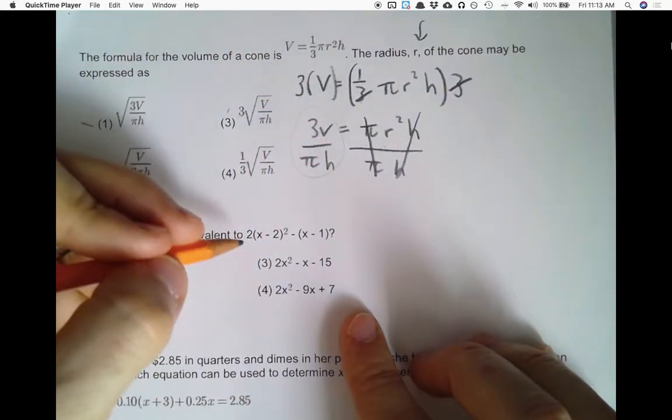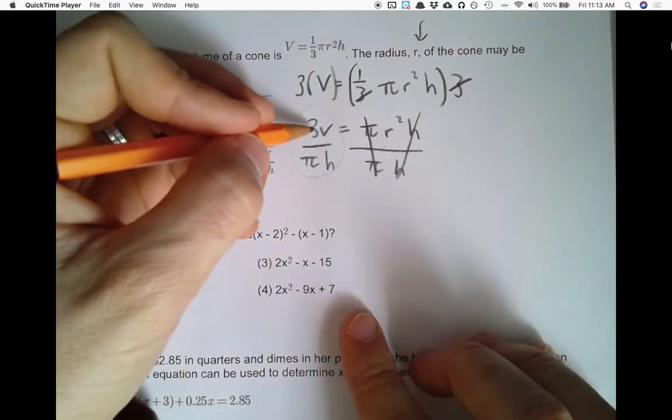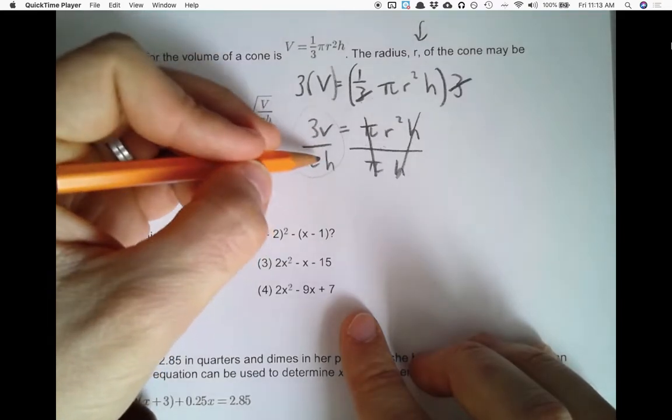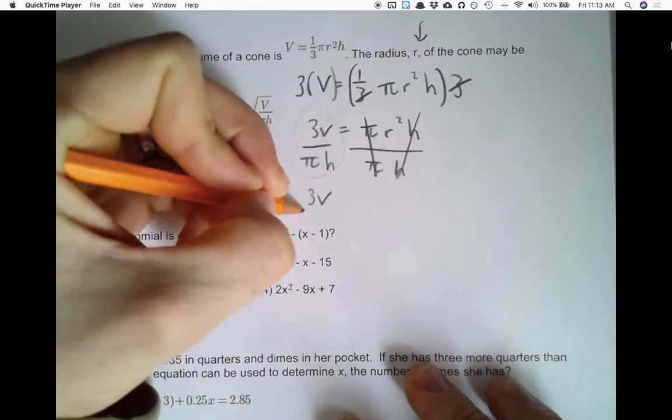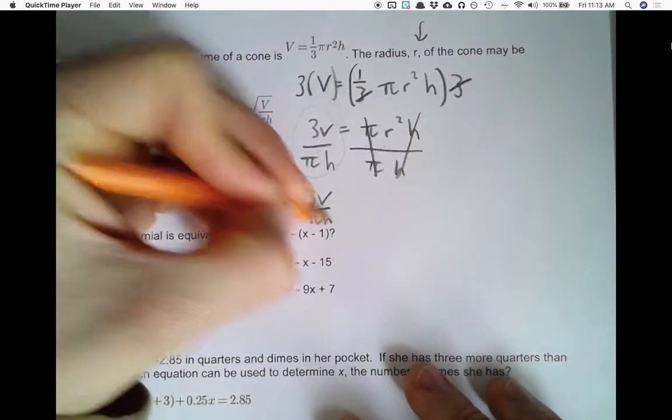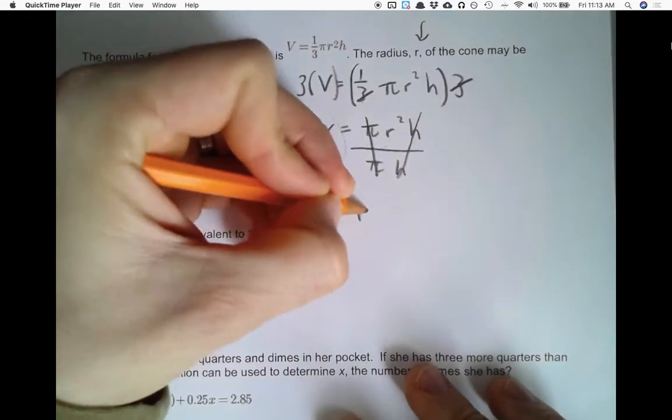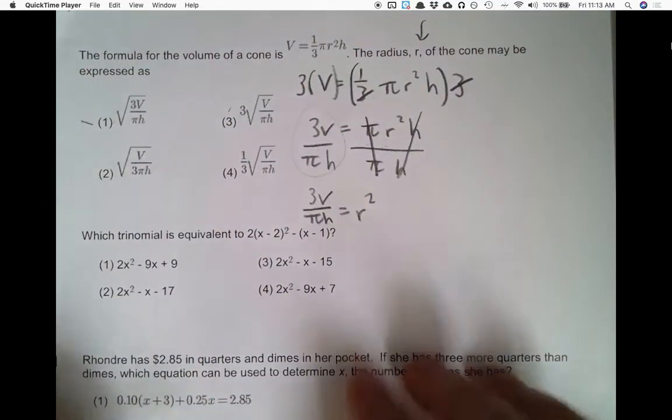And I'm left with this whole thing on the left side. It's a literal equation, 3V divided by pi h. I can't do anything with it, so I can just rewrite it. 3V over pi h equals r squared, and we're on to the last step.